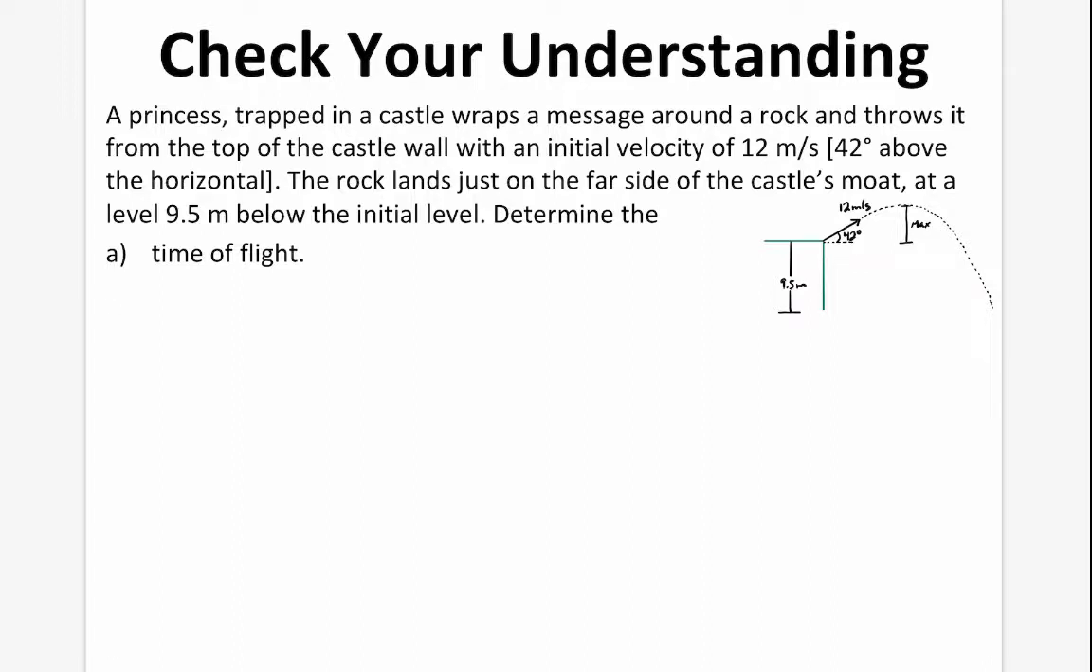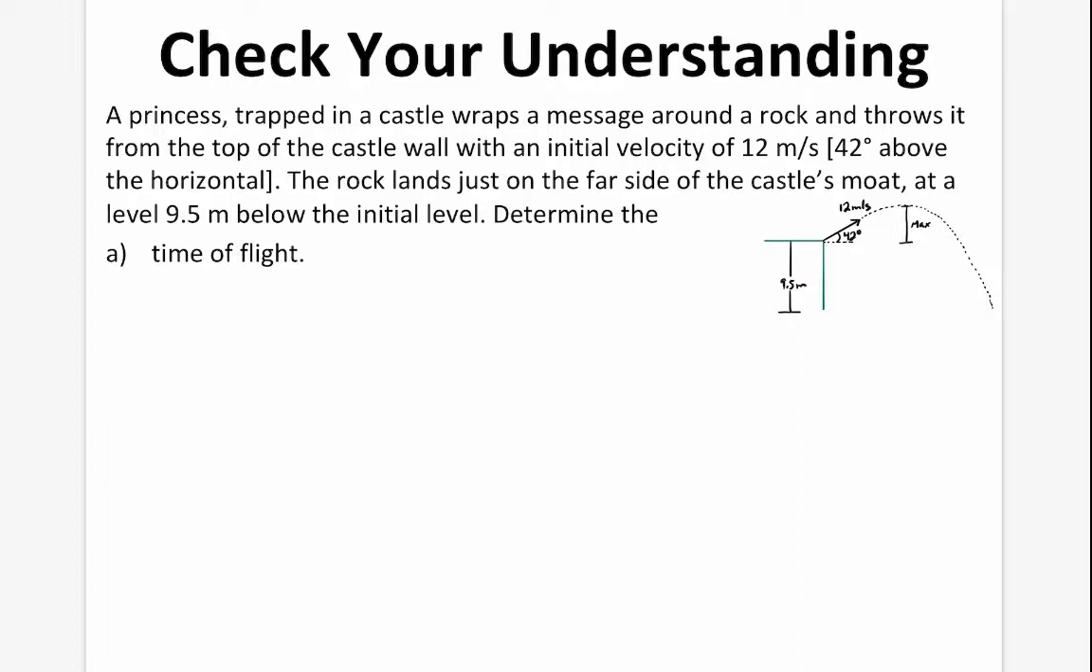Check your understanding. A princess trapped in a castle wraps a message around a rock and throws it from the top of a castle wall with an initial velocity of 12 meters per second, 42 degrees above the horizontal. The rock lands just on the far side of the castle's moat at a level 9.5 meters below the initial level. Determine the time of flight. You're going to notice this question is almost exactly the same as the previous question, so we're going to work through it in the same way.